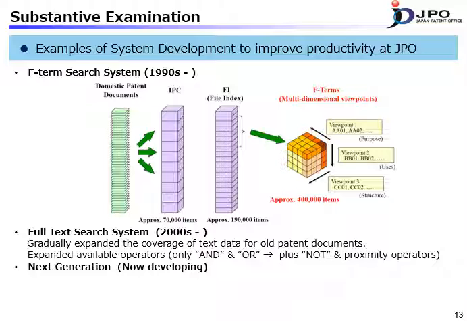Through this system, the JPO maintains an environment in which searches can be conducted with the same efficiency or better efficiency even when the number of accumulated patent documents increases by 300,000 to 400,000 each year. The F-term search system came into full operation in around 1990.